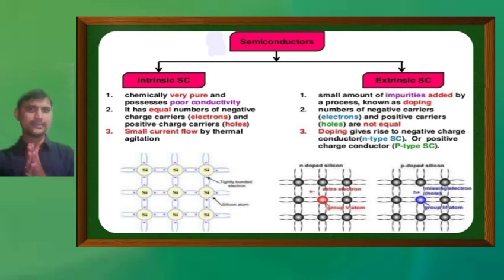Now see the N type and P type semiconductors. N type semiconductivity happens when group 15 elements are doped into group 14 elements like silicon, and they show N type semiconductivity. If group 13 elements like boron are doped into the group 14 element silicon, then they show P type semiconductivity, positive type semiconductivity.